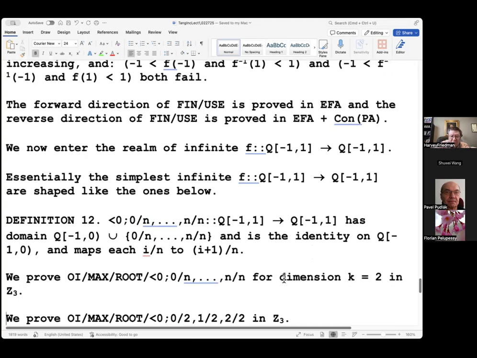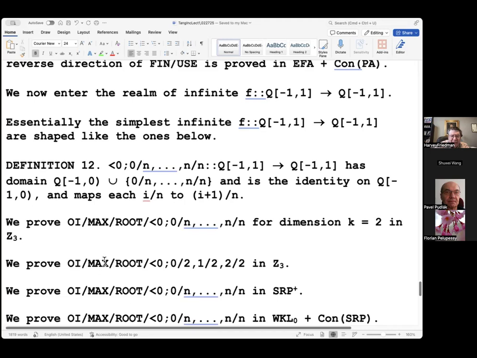Now, we actually prove that this map is usable for dimension k equals 2, no matter what n is, in third order arithmetic. And there's a likely reversal. You can't do it in second. Again, the only reversal I've really gotten into is the big one we're going to do, which is for SRP. And then if you make n equals 2, so we have this 0, a half, 1.